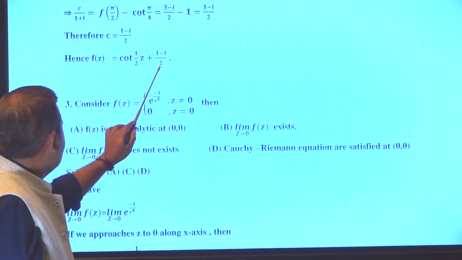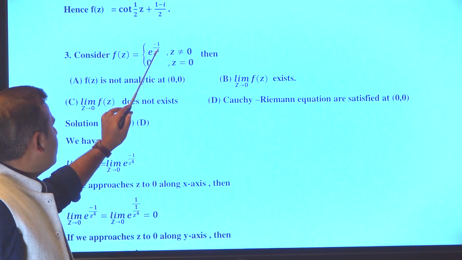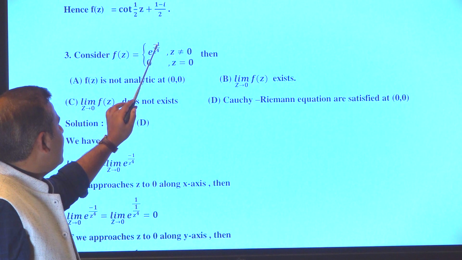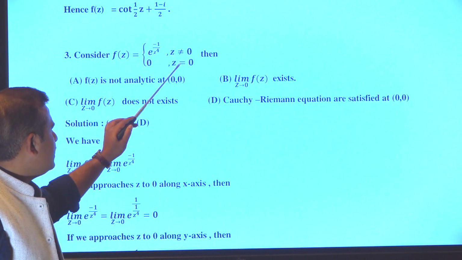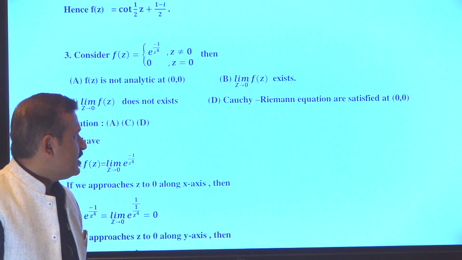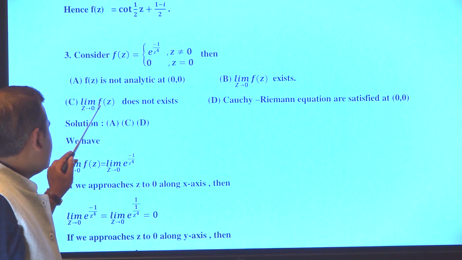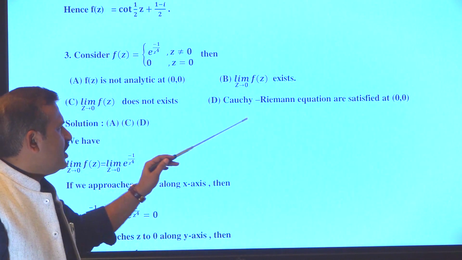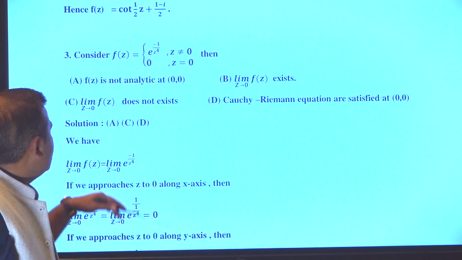Now come to the another problem. f(z) equals e to the power minus 1 by z to the power 4 when z is not equal to 0, and 0 when z equals 0. The options are: f(z) is analytic at 0, 0; limit of z tends to 0, f(z) exists; limit of z tends to 0, f(z) does not exist; CR equations are satisfied at 0, 0.